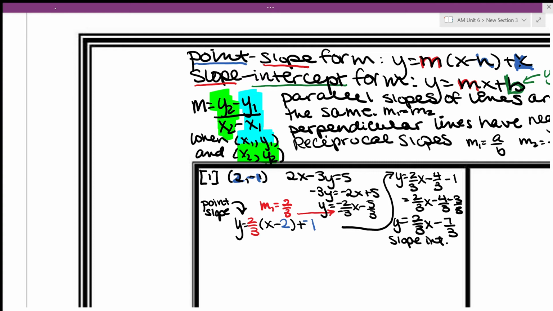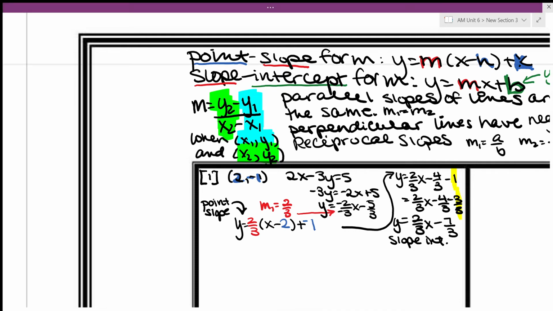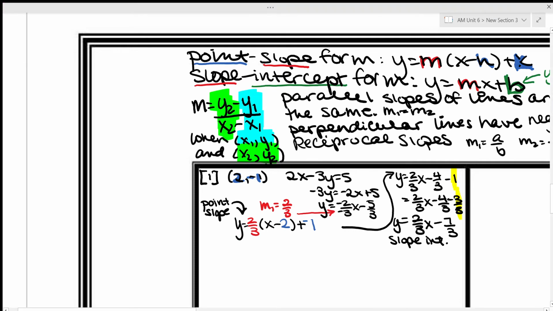So, let me highlight it. So this right here is equivalent to this. And then the 4 over 3 came from, How come it's equivalent? Because 3 over 3 is a whole. Like if I have a pizza.